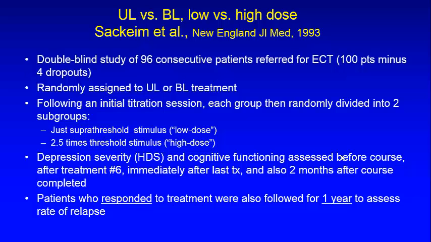So what was done in this study is it was done after the 6th treatment, regardless of how many treatments in the course, and then immediately after the last treatment, and also 2 months after the course of ECT was over. So this also helps you assess whether, let's say, unilateral appeared to do just as well as bilateral, but the improvement doesn't stick as long. So it would be useful to look at people for 2 months after the course is over.